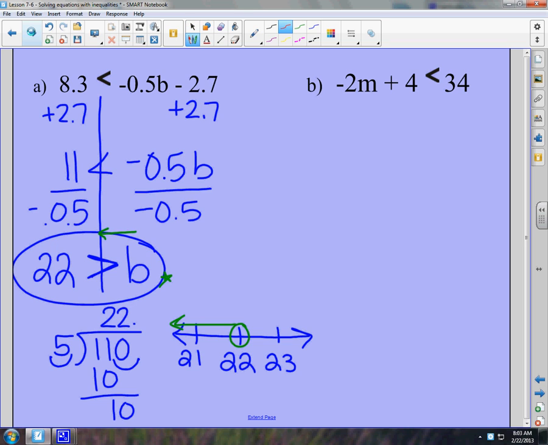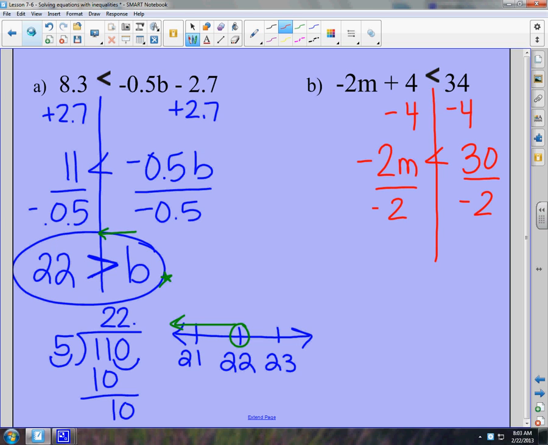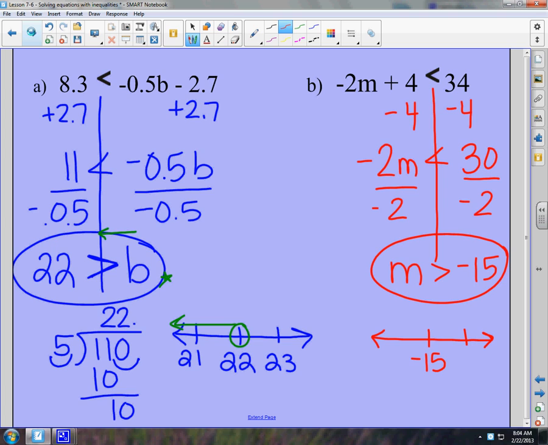All right, next problem. I'm going to minus 4 from both sides. So I get negative 2m is less than 30. I divide by negative 2. Now, that's a dividing by negative, so I have to switch my sign. M is greater than negative 15. So I draw my graph real quickly. That is an open circle, and m is greater than, so it's going to go this way.